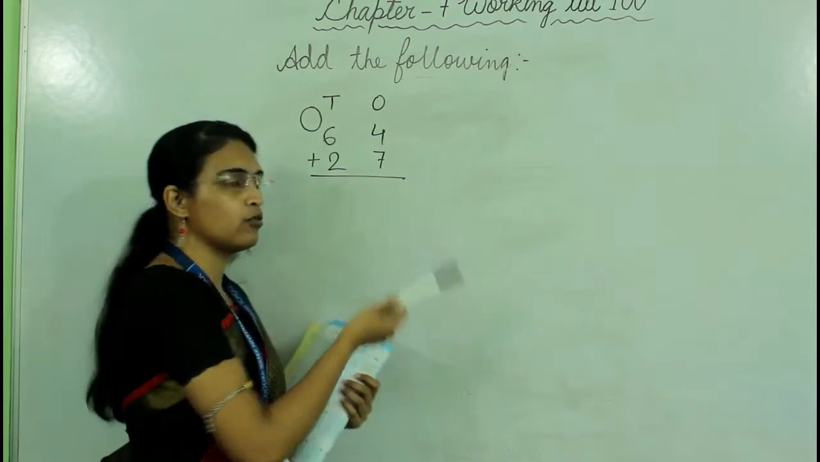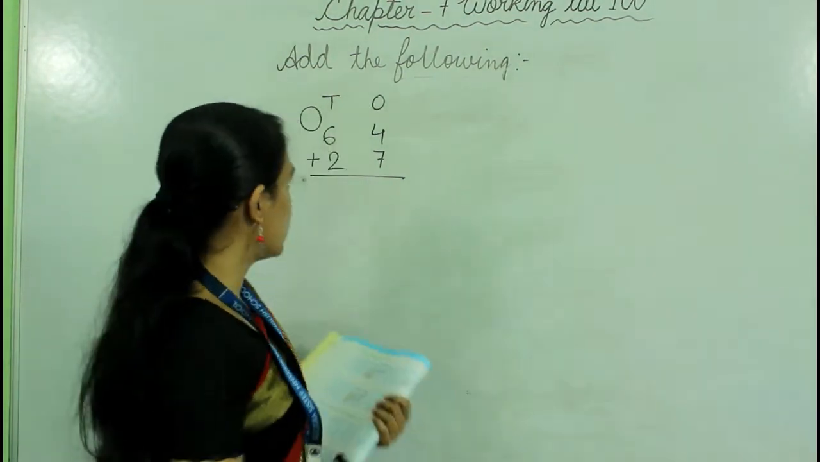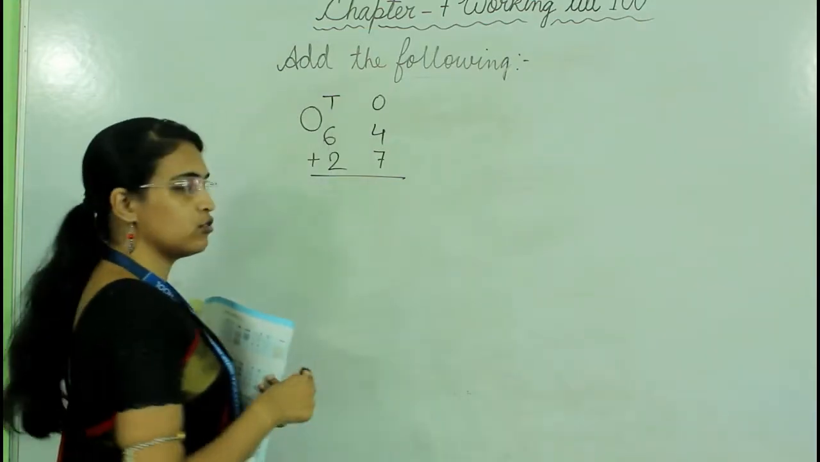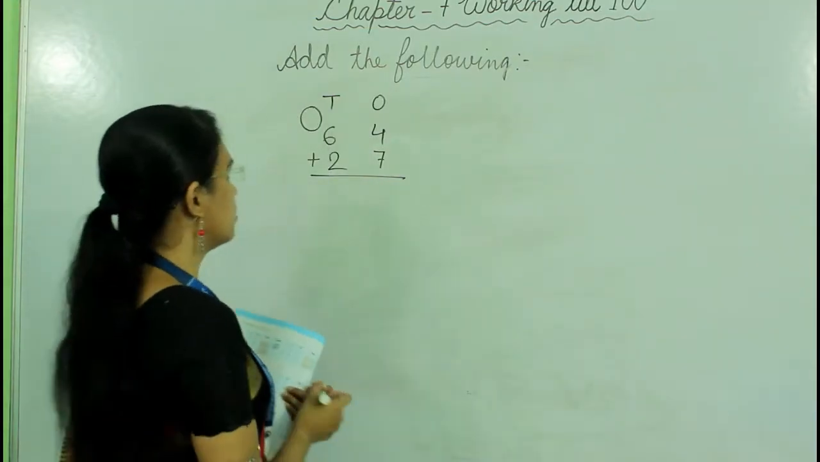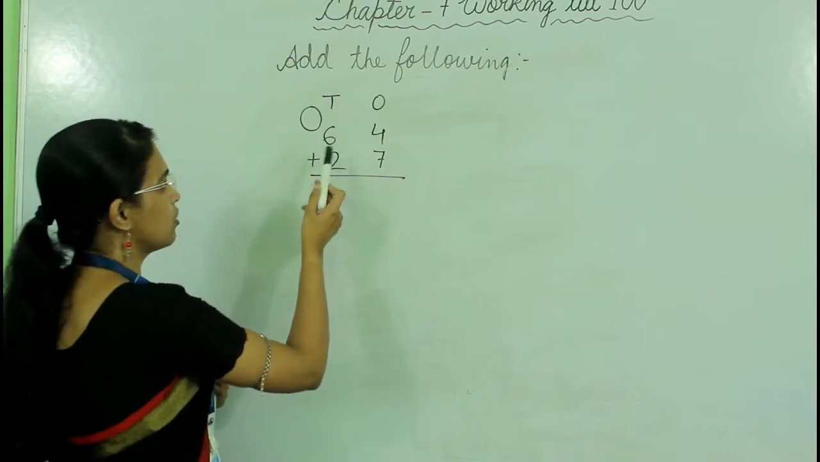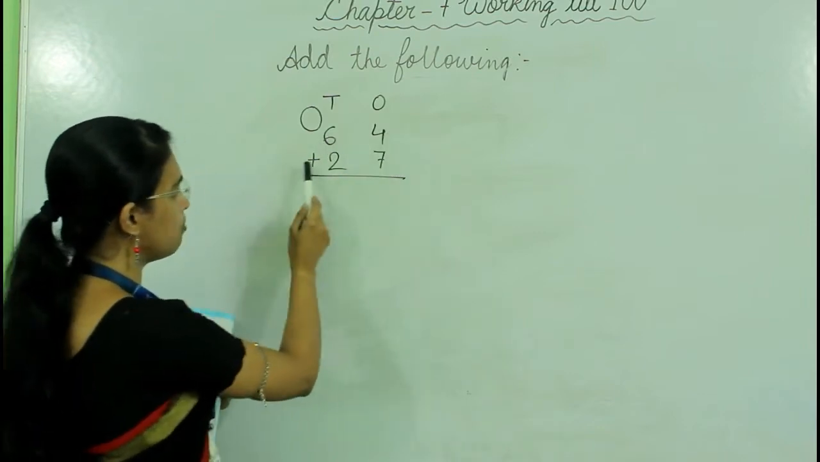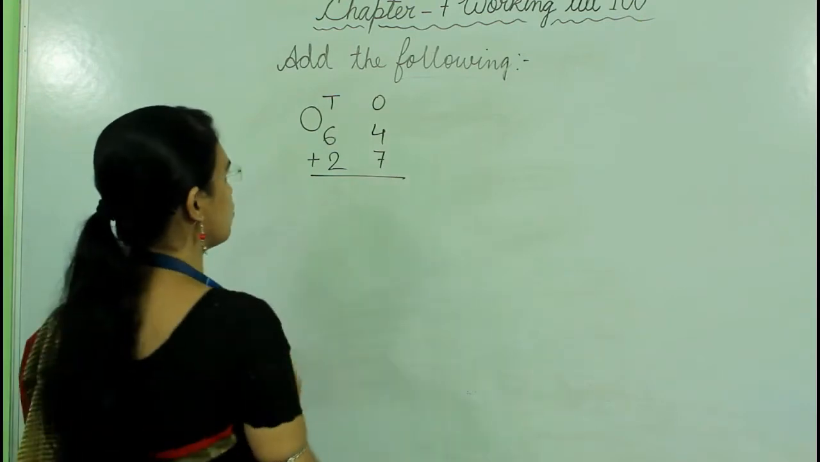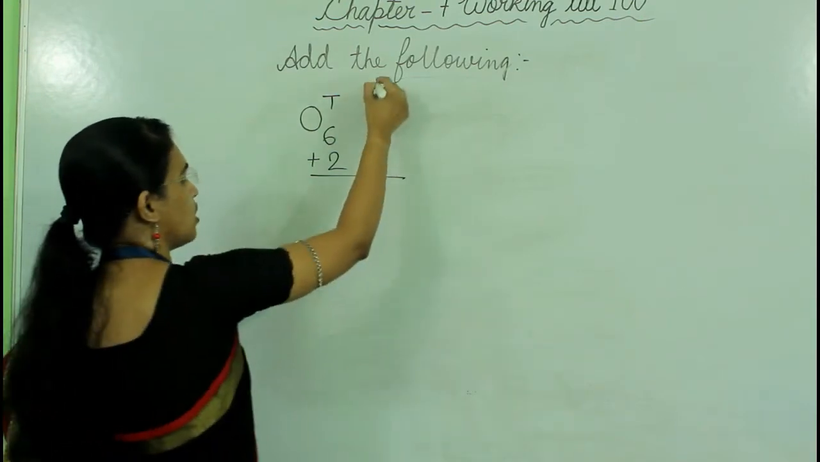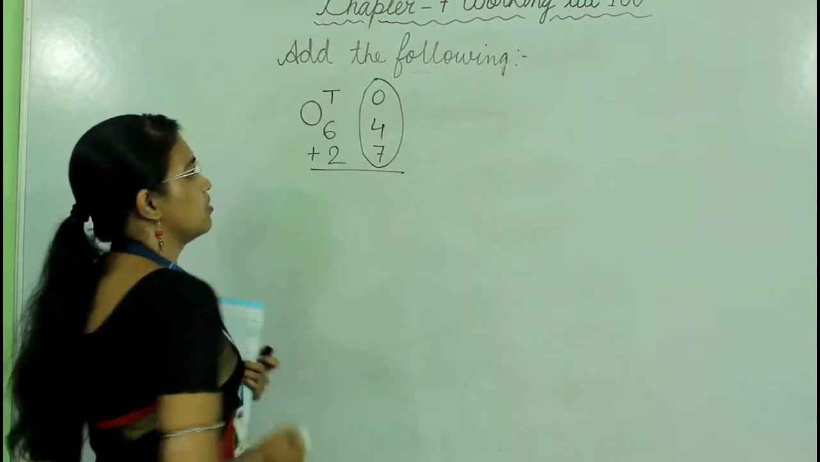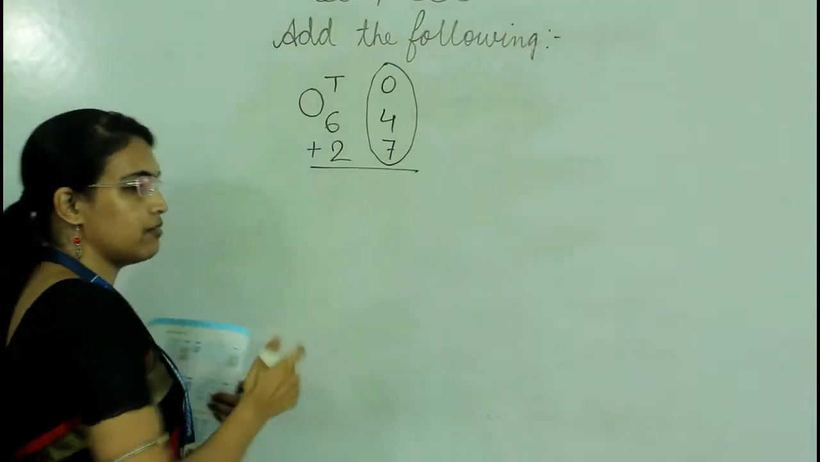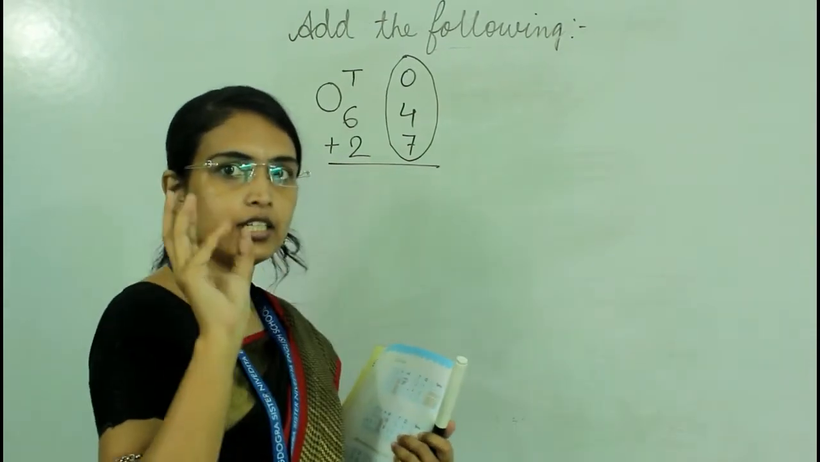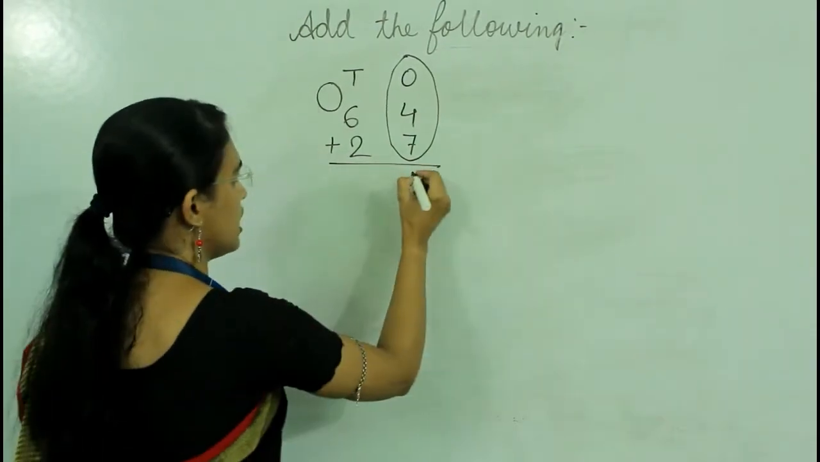Okay, so now we are doing add the following. So here we don't use the blocks or groups. We have to just count on our fingers. So first question is 64 plus 27. Both have 2 digits. First we have to add the ones place. So when we add 4 plus 7, what will be the answer? 8, 9, 10, 11. So we got the answer 11.